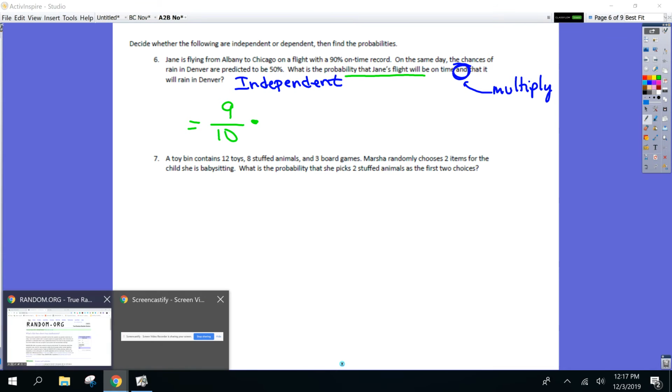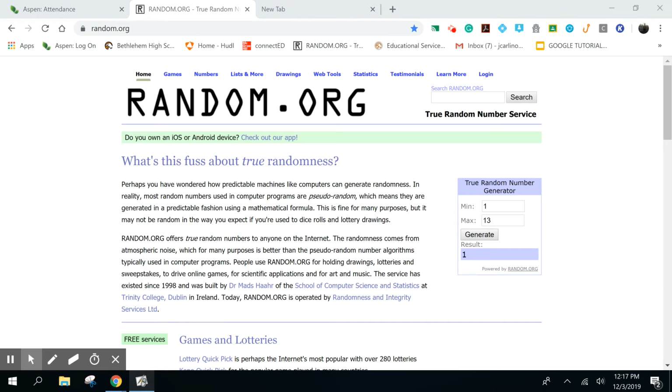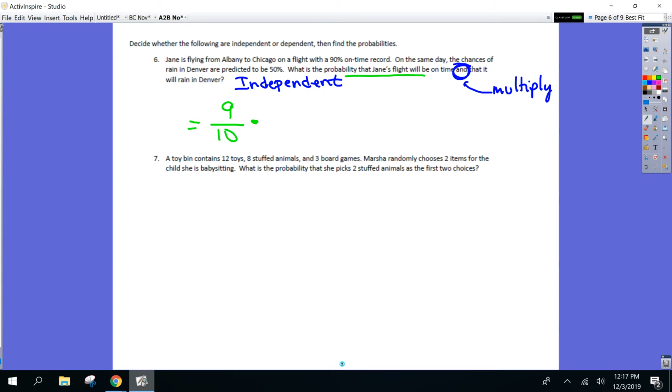What about the Denver deal? Rain in Denver, 1 over 2.5 if you want to put that as well. So both happening, you have a 9 out of 20 chance. Questions there? And then go ahead on the toy bin deal.